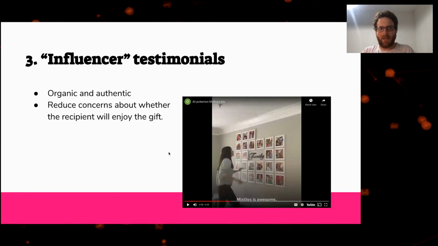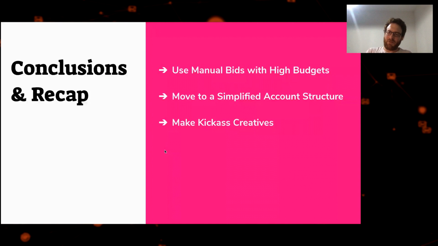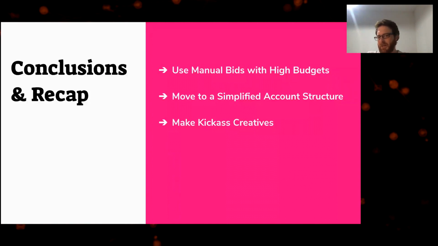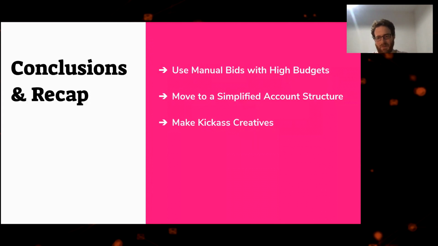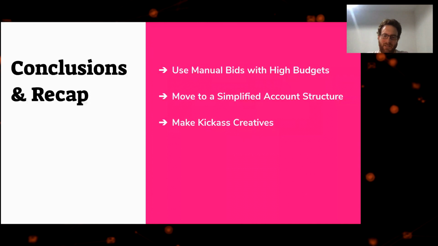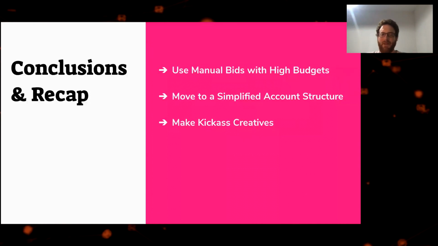Let's recap for a second what we were talking about. The main thing I want you to take from this talk is, one, using manual bids with very, very high budgets to scale effectively in a cost-effective way. Two, move to a simplified account structure, simply because its performance is just way better and it's way simpler to manage campaigns that way. And three is to make really kick-ass creatives that do gifting. And that's it. Thank you very much.